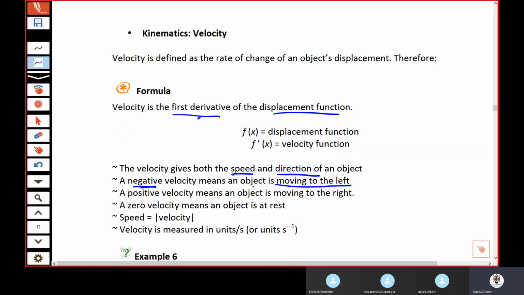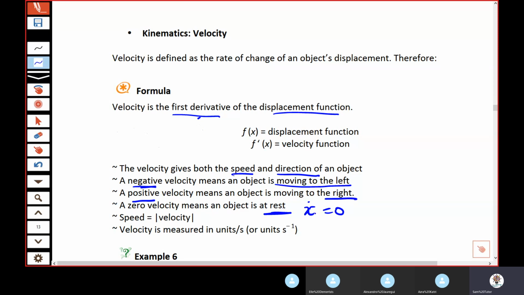A negative velocity means an object is actually moving to the left. A positive velocity means an object is moving to the right. A zero velocity means an object is at rest. So if you do see the word rest in your question, straight away you've got to think that x dot, which is velocity, equals 0.